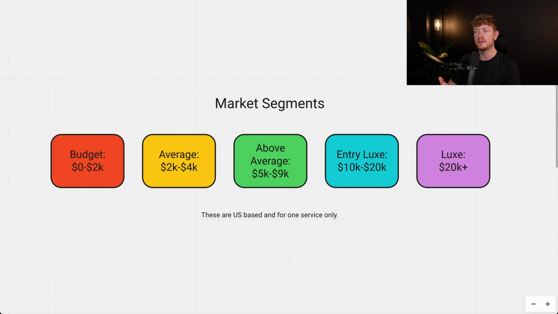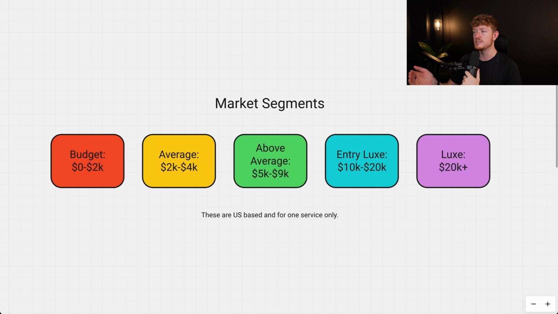It's less populated than the average market, but it's not only going after the 1% of income earners in America that are doing entry lux and ultra lux. So it's a good range. I like it. You're still working with normal people, but they also trust you. They're not price shopping you traditionally like they would be in the budget of the average market. It's a good price point. I love it. So that's the above average price range or market segment.